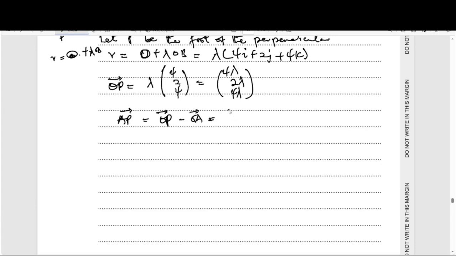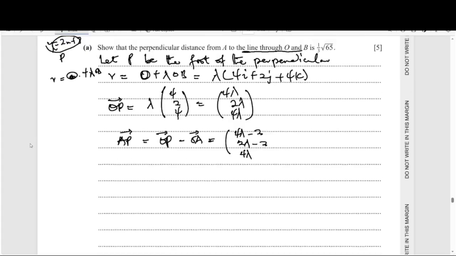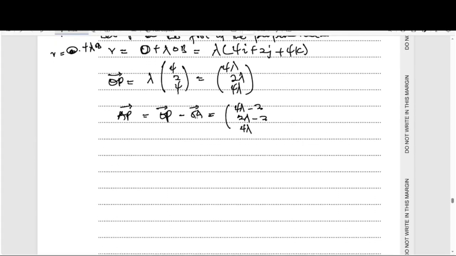So that's going to be 4 lambda minus 2. Remember, A is 2, 2, 1. So you have 2 lambda minus 2, and then 4 lambda. A has negative 1 as the last value, so it becomes 4 lambda minus minus 1, becoming plus 1. So that's AP.